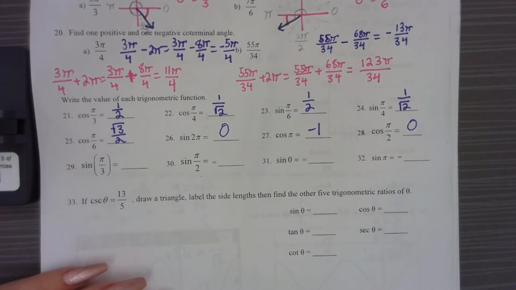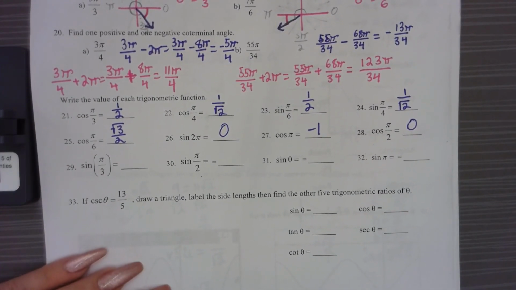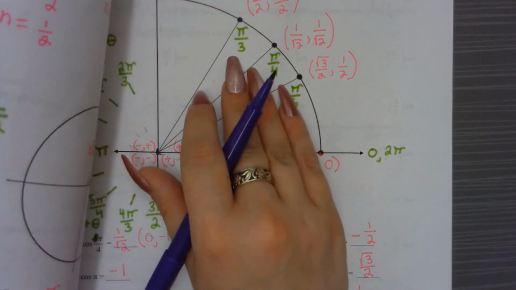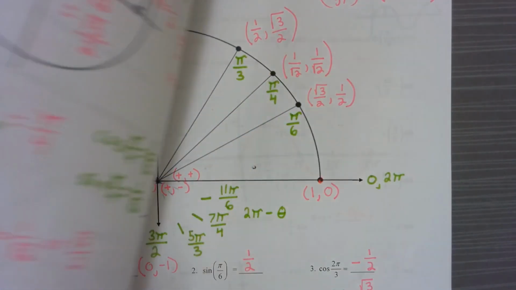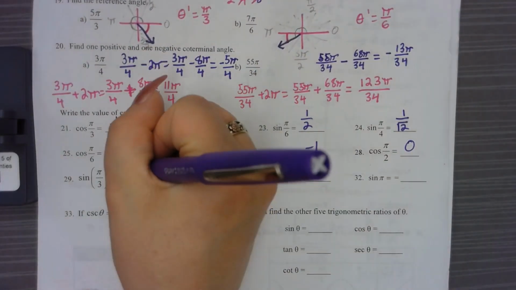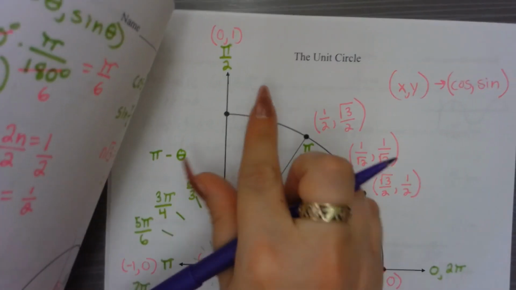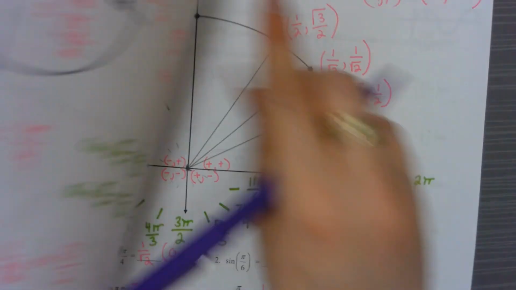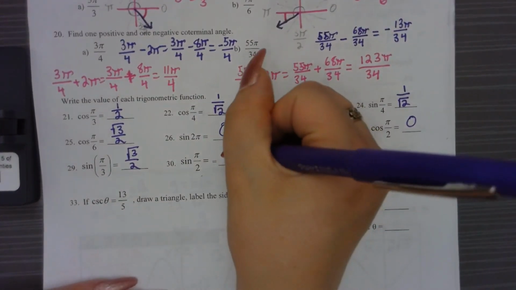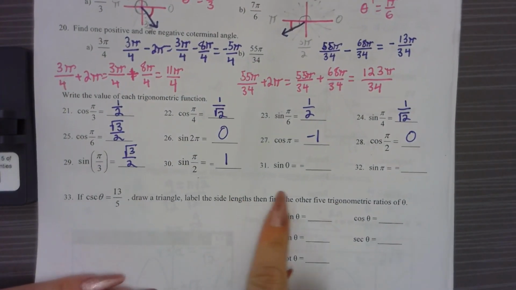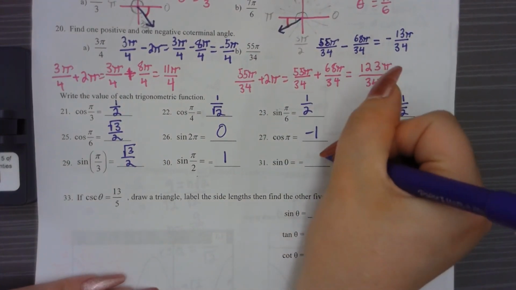Sine of pi over 3, again, still in that first quadrant. So sine of pi over 3 is here. It's the y value. It's going to be the square root of 3 over 2. Sine of pi over 2 is up at the top again. It is the y value. It's going to be 1. Sine of 0 is where we're starting, and sine of 0 is actually 0.